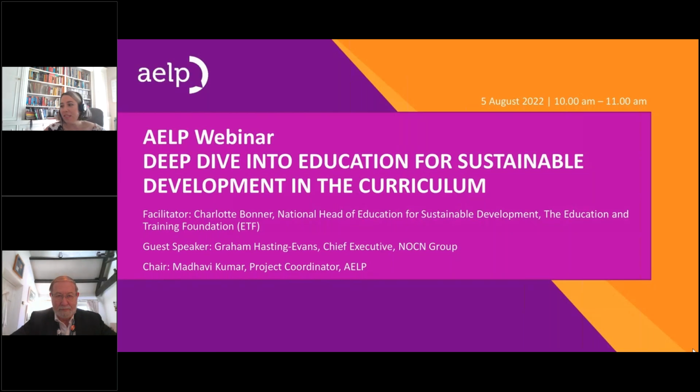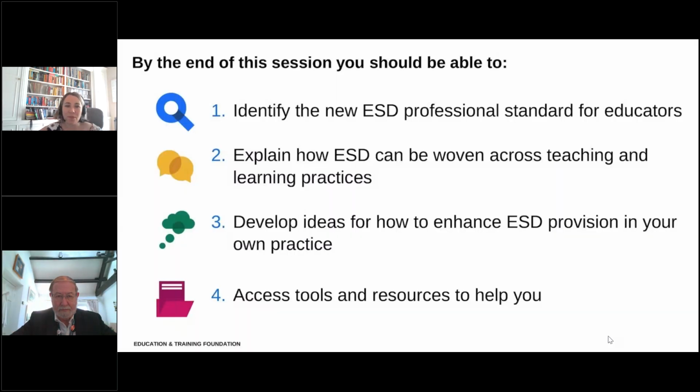So in terms of what we're going to cover today, we've got four main objectives. Really want to talk through education for sustainable development and how it appears in the professional standards for educators in the sector. They've been recently revised, and Education for Sustainable Development, or ESD, has made its way into those for the first time. And then we want to look at what does that look like in practice?